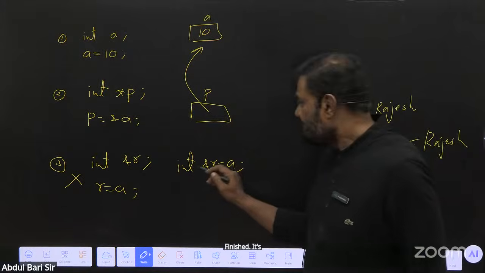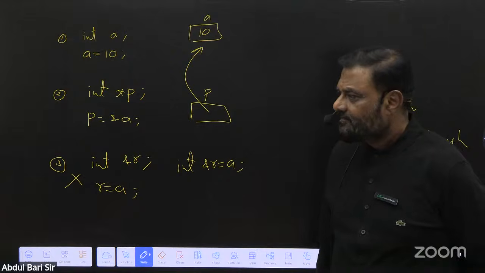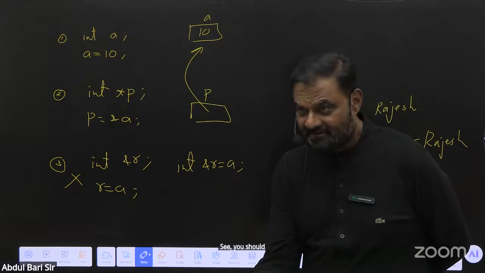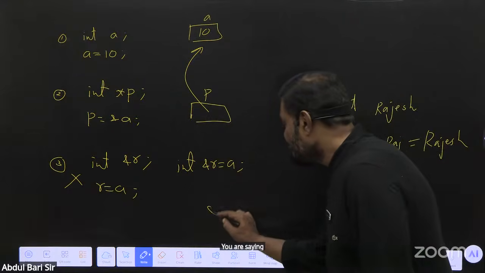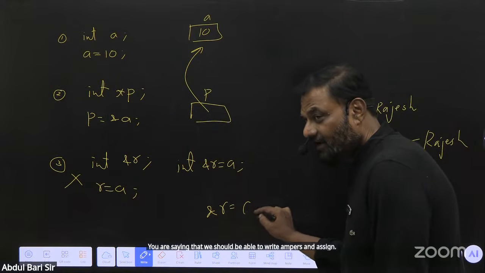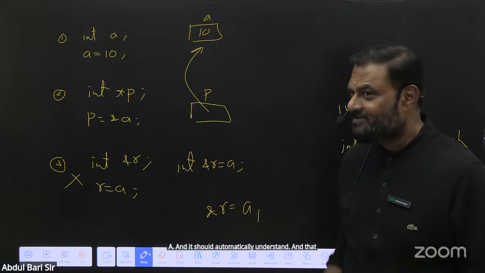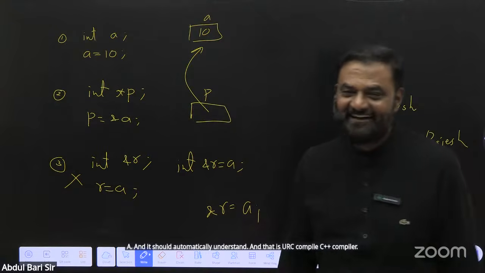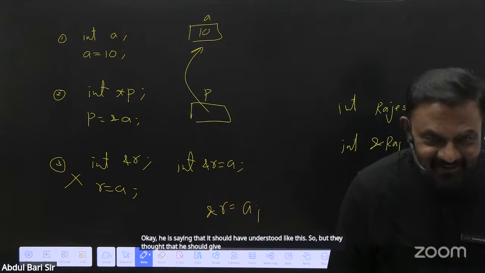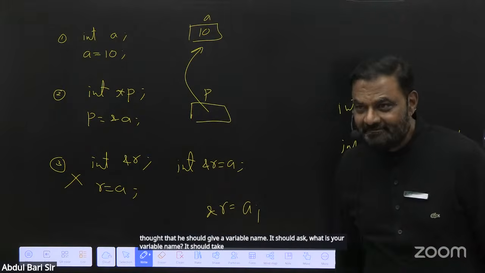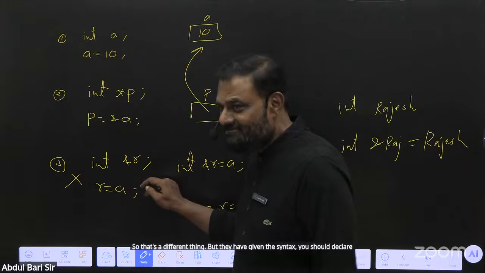It's of the same type, na? It's of the same type. See, you should declare a variable of type reference, then you should assign it. You are saying that we should be able to write ampersand assigned a, and the C++ compiler should automatically understand. He is saying that it should have understood like this. They thought that it should ask, what is your variable name? It should take the same variable name. Why should we write it? So that's a different thing. But they have given the syntax: you should declare it with the same type and then assign it.